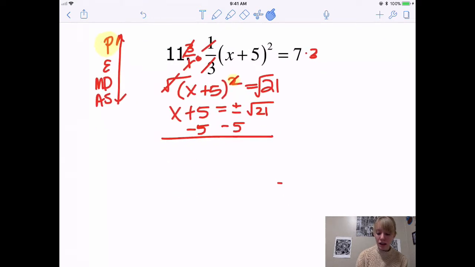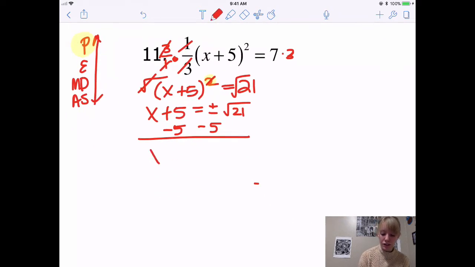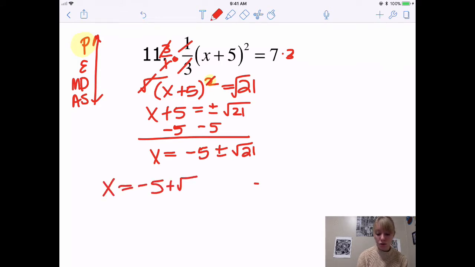Square root of 21 and 5 are not like terms, so I get x is equal to negative 5 plus or minus the square root of 21. Or if you want to write this as negative 5 plus the square root of 21, negative 5 minus the square root of 21. That might help you to see a little bit easier that those are really two answers.